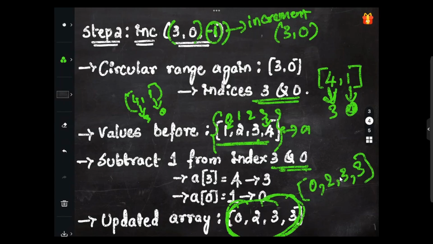Now we have to update the array. So we have 1 2 3 4. In the value of 1 we are giving 0, in the value of 4 we are giving 3, because v is -1 here, right? So 1 2 3 4 becomes 0 2 3 3, the updated array. Very simple to understand. Easy, right? So let's move on with the next part.